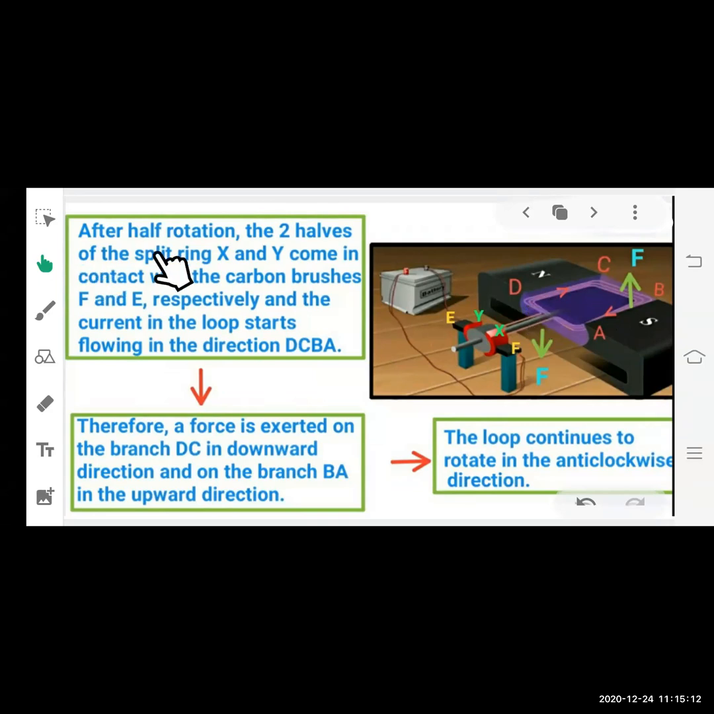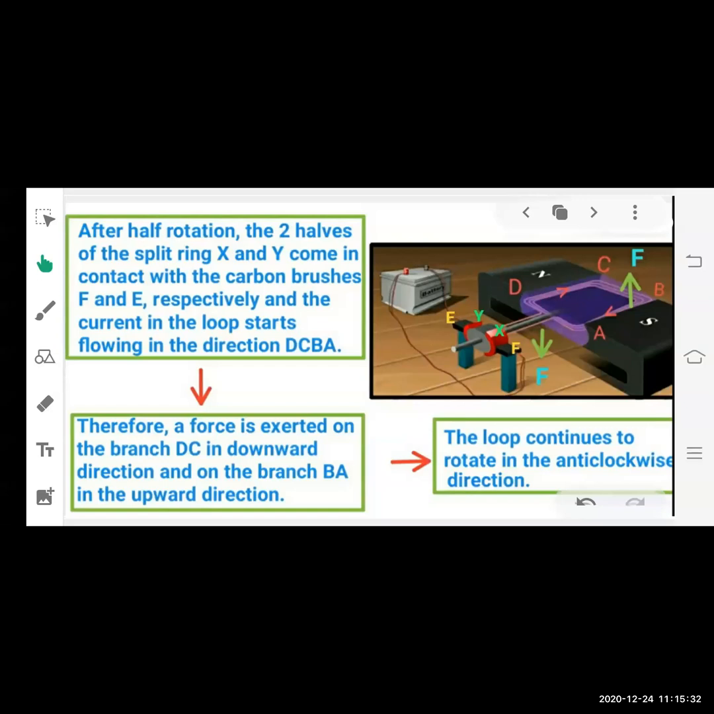So after half a rotation, the two halves of the split rings X and Y come in contact with the carbon brushes F and E. When they reach this position, the split rings again come in contact with the brushes, the circuit is completed again, and current starts flowing in the conductor.